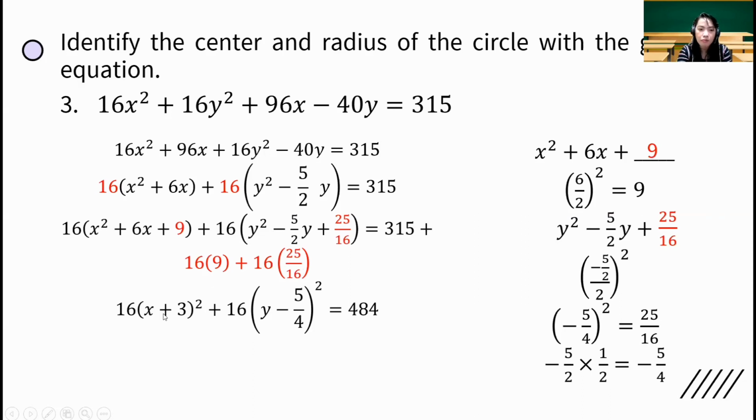So, para mawala yung 16 sa katabi ng x saka y, i-divide mo the whole equation by 16. In short, this left side expression divided by 16 and 484 divide that by 16. That would be x plus 3 squared plus the quantity y minus 5 over 4 squared equals 484 over 16. Pwede mo pa siyang i-simplify, magiging siyang 121 over 4. So now, eto na yung standard form given the equation.